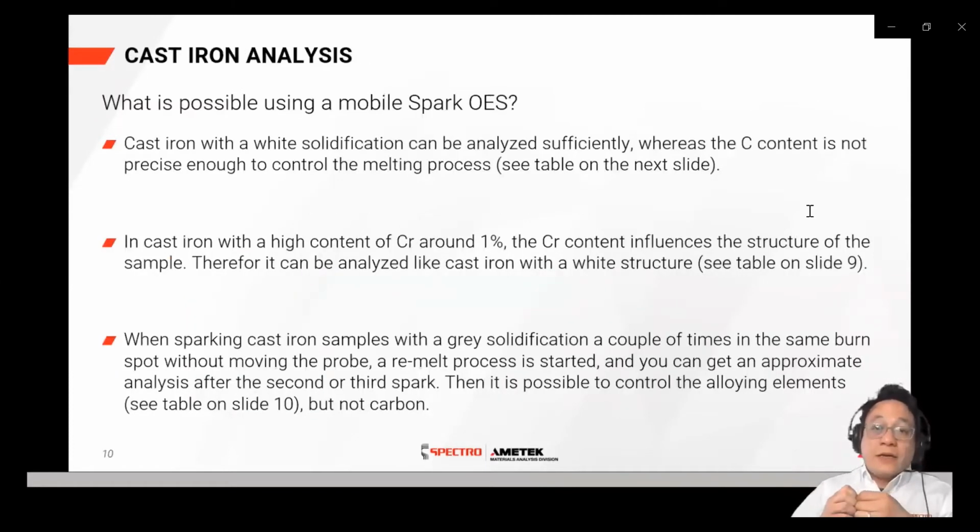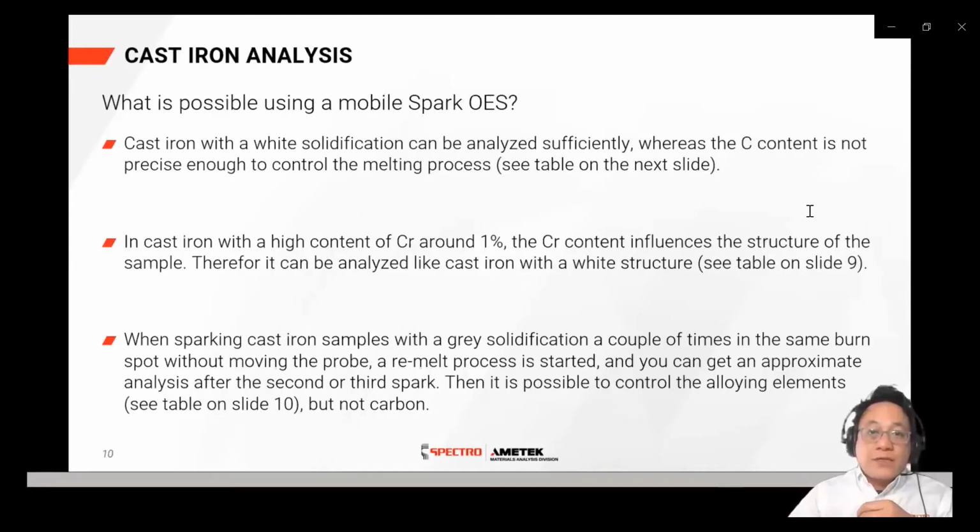White cast iron can be analyzed sufficiently with the spectral test and spectral port, our mobile spectrometers, but as mentioned before, the carbon content might not be precise enough to control a melting process. Examples will follow shortly. A higher chromium content of around 1% in the cast iron does have an influence on the metal structure, however. This allows analysis similar to what is possible with white cast iron. Again, example measurements for such material will be in the slide after next.